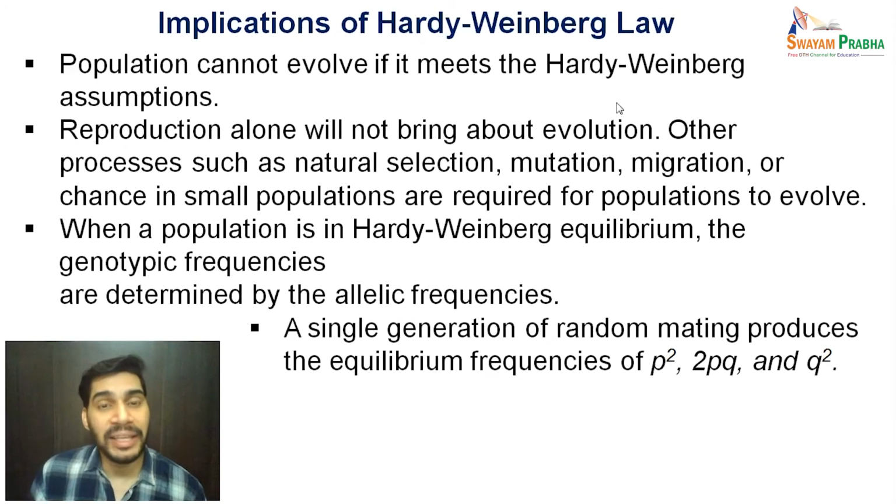Now, what are the implications of this Hardy-Weinberg law? The population cannot evolve if it meets the Hardy-Weinberg assumptions, because there is no change in the frequencies. Reproduction alone will not bring about evolution. Other processes, or the forces of evolution, are required for the population to evolve. When a population is in Hardy-Weinberg equilibrium, the genotypic frequencies are determined by the allelic frequencies. A single generation of random mating produces equilibrium frequencies of p square, 2pq and q square.